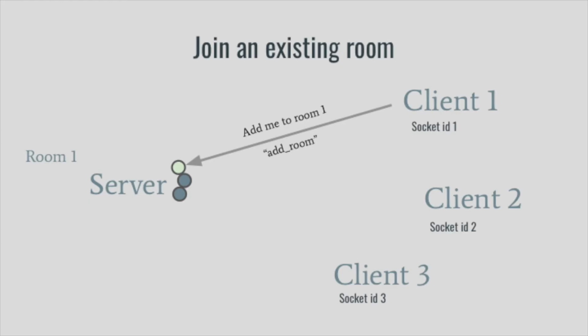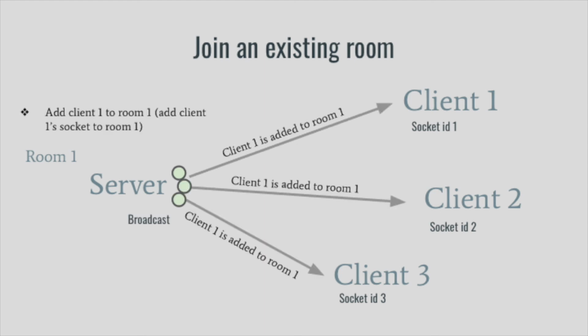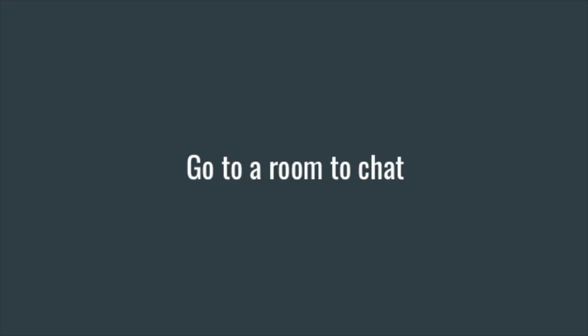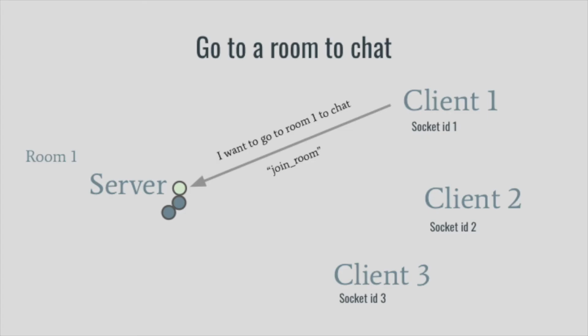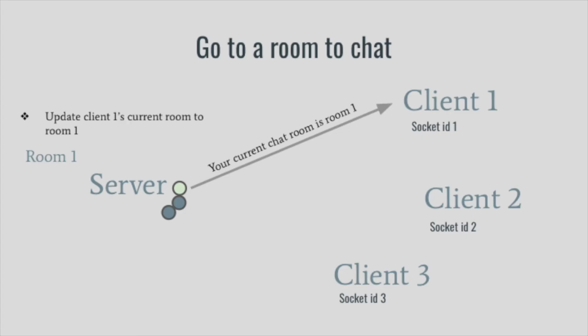To join an existing room, room 1, client 1 emits an add room event to the server. The server adds client 1 to room 1 and broadcasts to everyone in the room that client 1 has been added. To go to room 1 and start chatting, client 1 emits a join room event. The server sets client 1's current room to room 1 and tells client 1 about it.